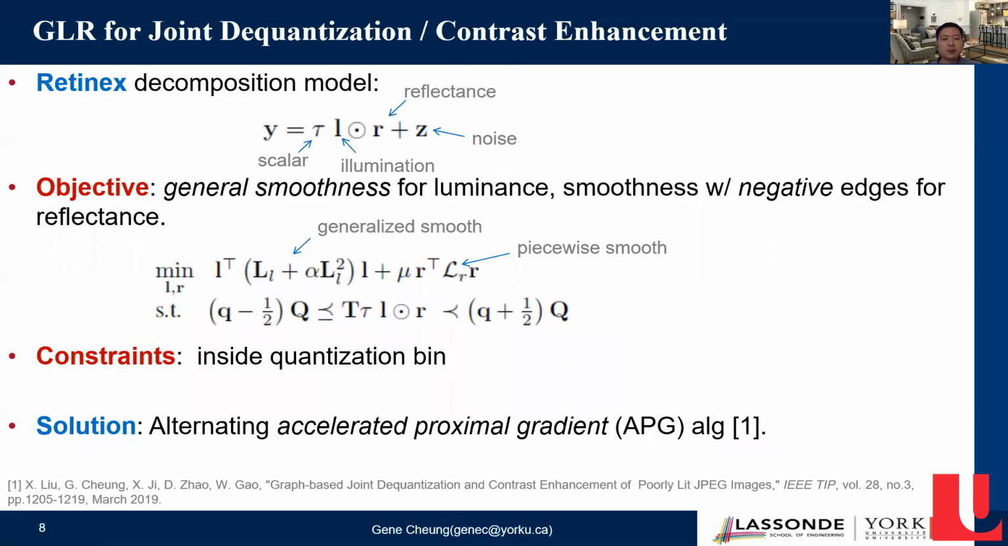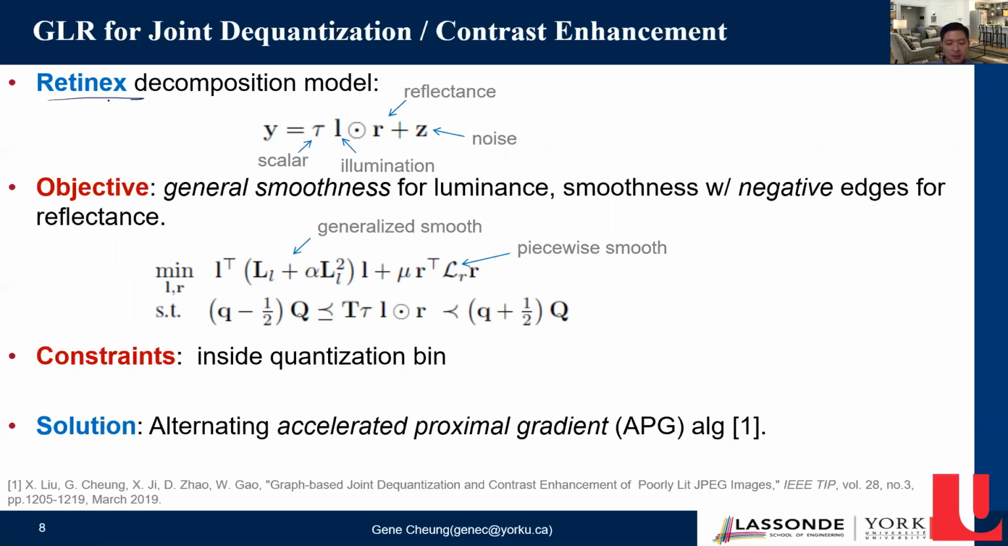So that was a simple use of signal-dependent GLR. We can actually use it for problems other than denoising. In this case, we're looking at joint dequantization and contrast enhancement. So what is this problem? Let's say you take a picture, a JPEG, and you compress it using JPEG, and it's in low light. So you need to enhance the contrast so it's bright enough so you can see the details. But the observed information has already been quantized. So how do you overcome the quantization problem, as well as the contrast enhancement problem?